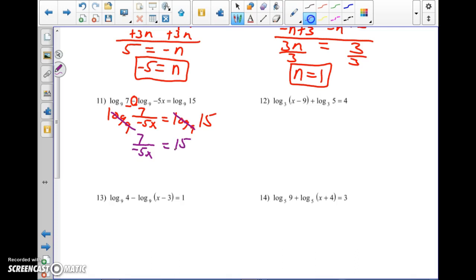Now this is easy. Proportion. Cross multiply. So 15 times negative 5x is negative 75x, and that equals 7 times 1 is 7. Divide by negative 75 on both sides. And we get our final answer. x is equal to negative 7/75.